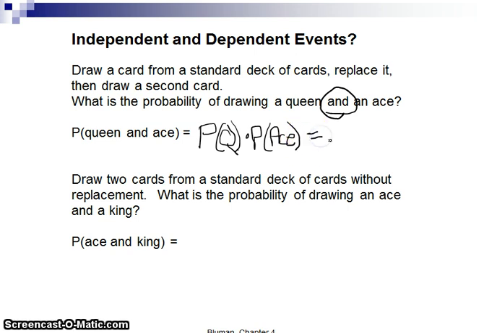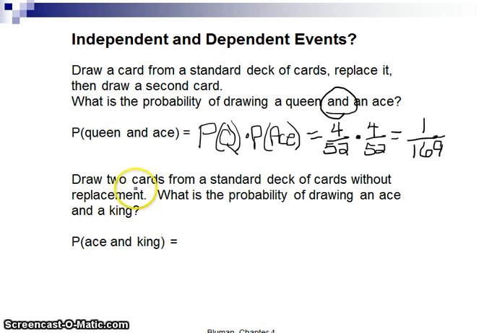So the probability of drawing a queen out of a standard deck of cards, there are 4 queens out of 52 cards, and we're going to multiply that times the probability of drawing an ace, and there are 4 aces out of 52 cards, and our product simplified is going to end up being 1 over 169. So that's our probability, 1 over 169.